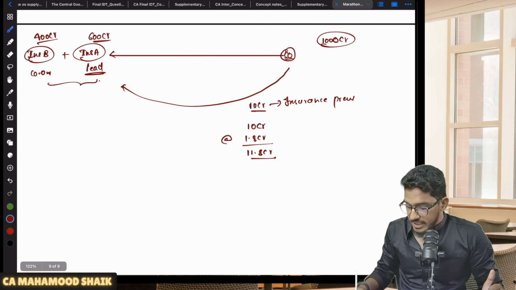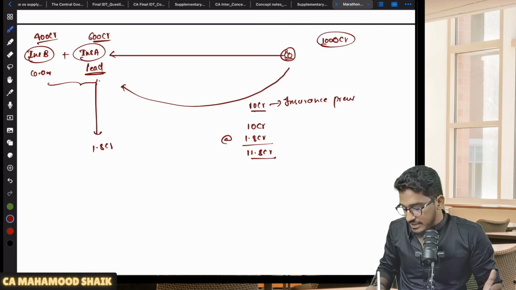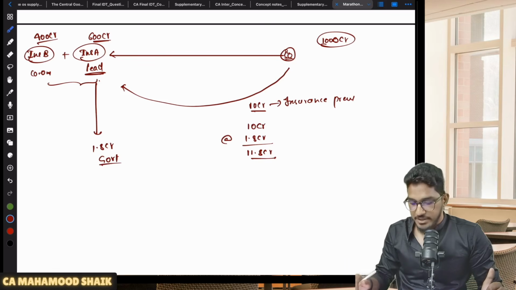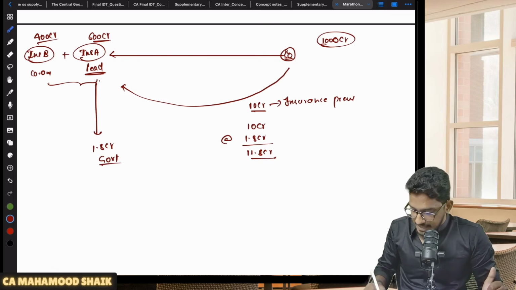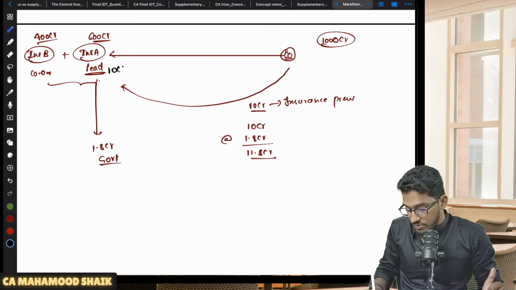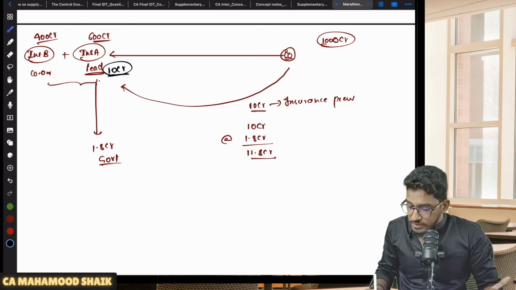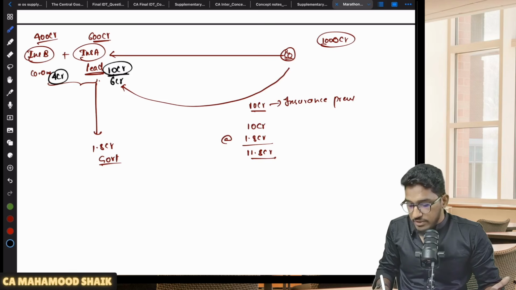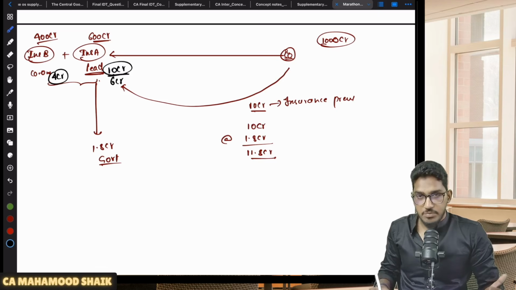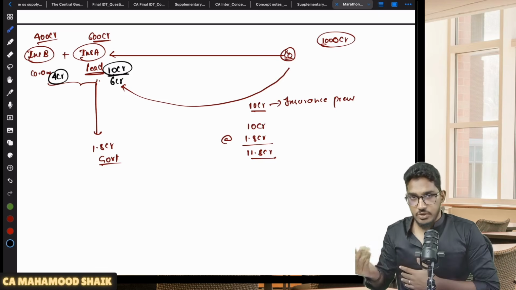Now insurance company A will retain 10 crore and the balance 1.8 crore rupees they have to pay to the government. Yes, they paid it. So now the insurance company has how much insurance premium? 10 crores. But 10 crores does not belong to them, because they have involved another insurer, the co-insurer. Out of this 10 crore rupees, 6 crore rupees they will keep, and 4 crore rupees they have to give to the co-insurer, because both of them collectively offered the insurance policy.